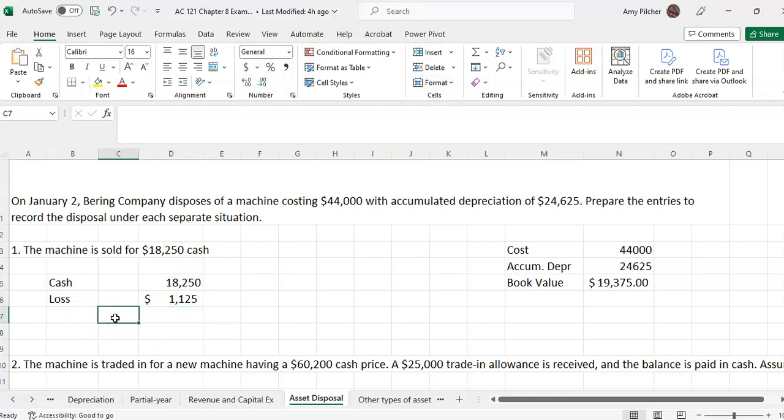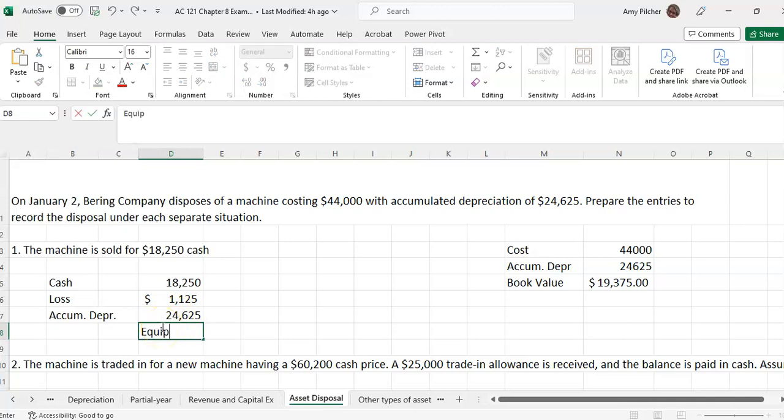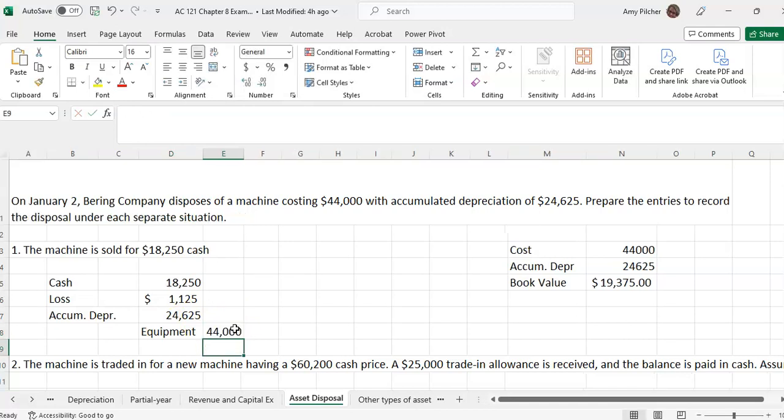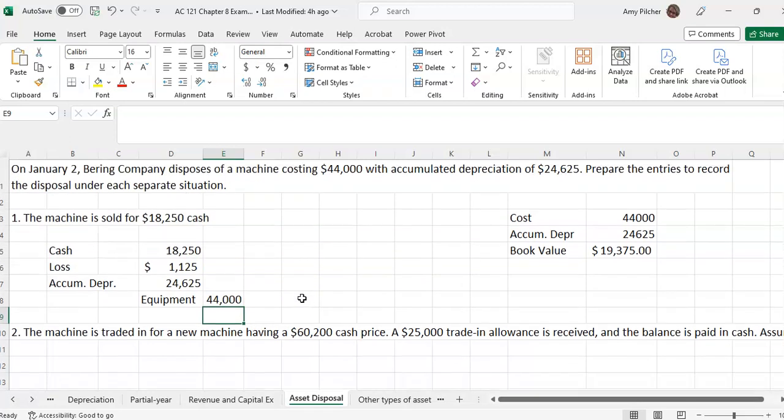Then we need to remove the piece of equipment from our books. So we're going to debit accumulated depreciation to make sure that we zero out that amount, the $24,625, and we're going to credit our equipment for the entire cost of that equipment. So that is the record for selling at a loss. If we had received more cash than the book value, then we would have had a credit gain.